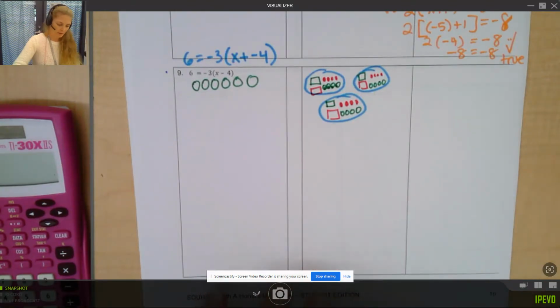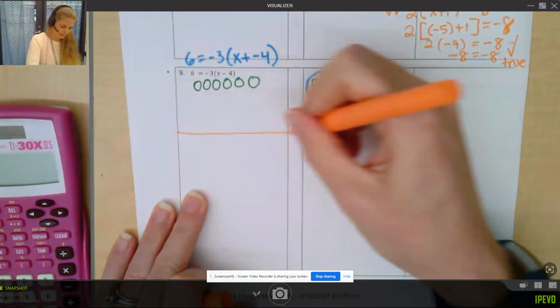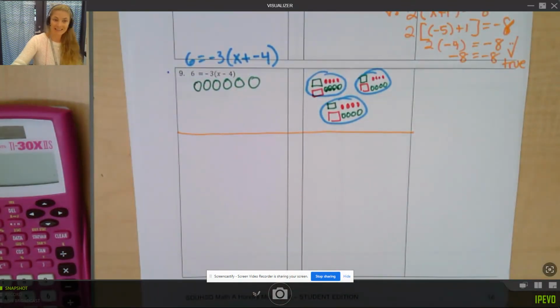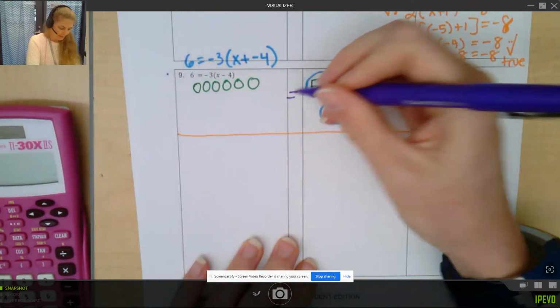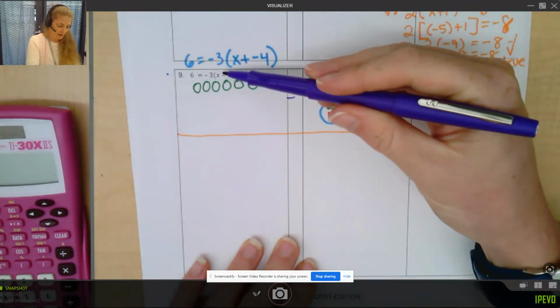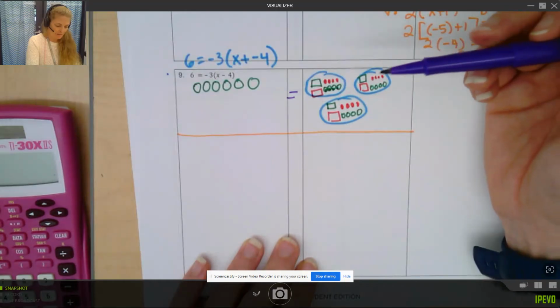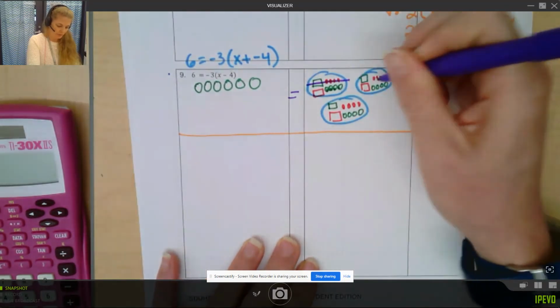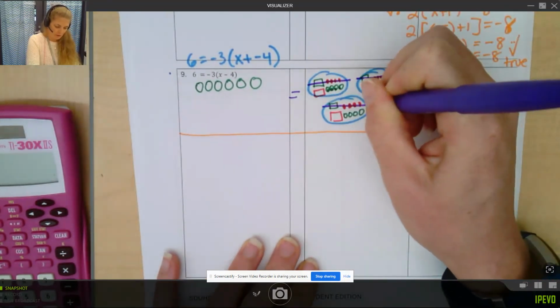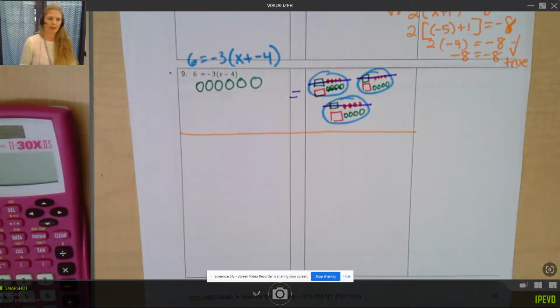Okay, so this is step 1. Of course, we still need to take them away. So take away 3 groups of x plus negative 4. So boom, they're gone. Boom, they're gone. Boom, they're gone. Ba-choom, they're gone. Okay, so what do we have left over?